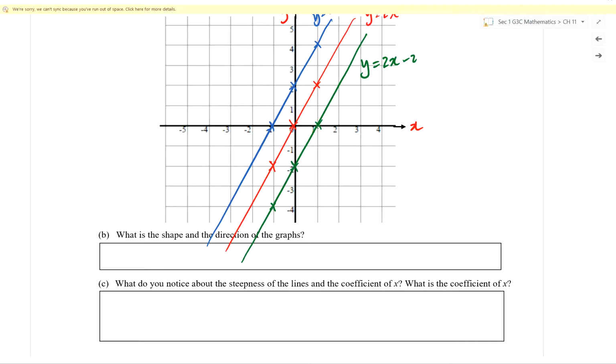Let's do some counting of squares. Let's start with the blue color graph. Randomly choose a point. Let's say I choose this point. As I move to the right by 1 unit, I move up by 2 units to this point. Can you see that? 1 unit to the right, then 2 units up.